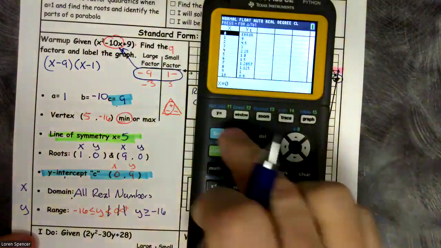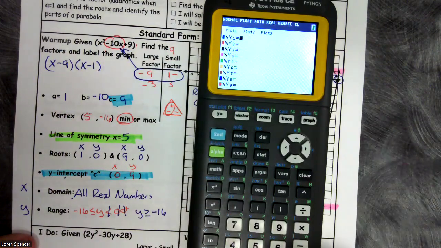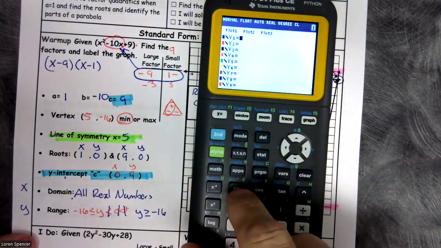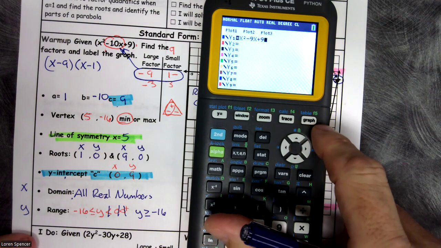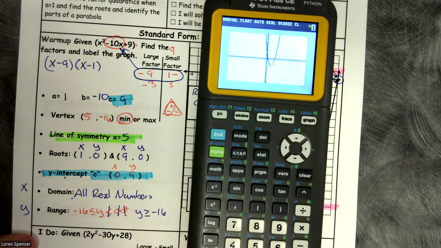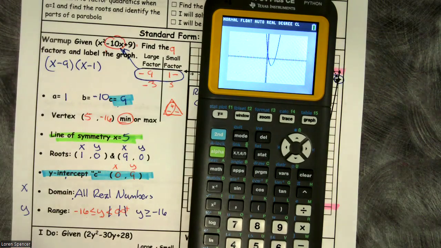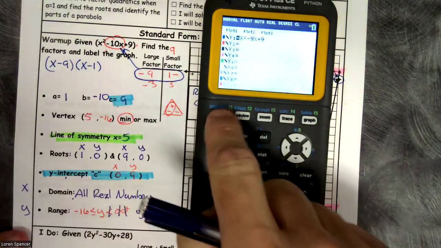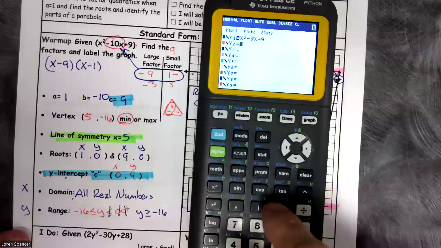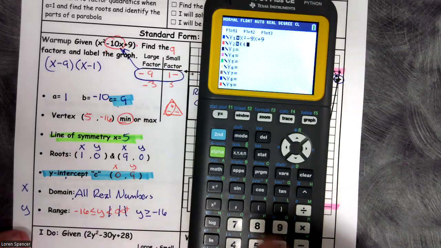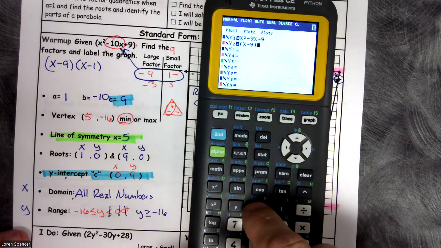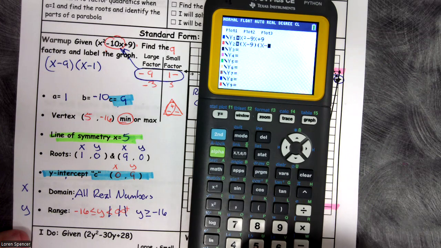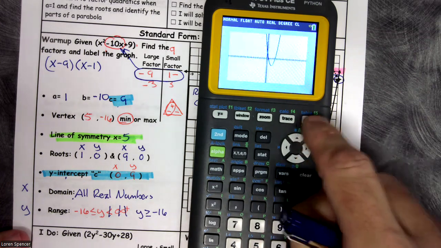And I want to show you something real quickly. Y equals, clear. If I put in the original equation, x squared minus 9x plus 9, and I graph it, that's what we get. On the other hand, if I come back and I put in the factored form, and I'll put that directly below it, parenthesis x minus 9, close parenthesis, and then x minus 1, and I graph that.